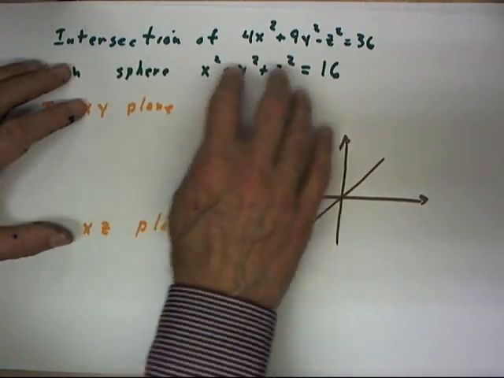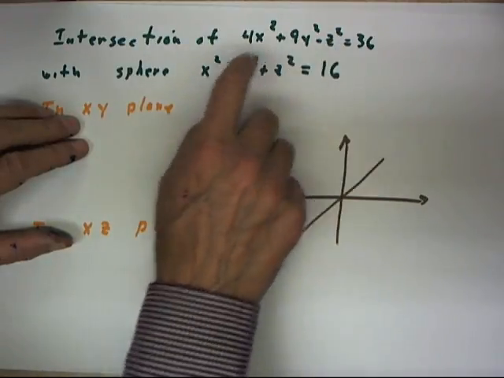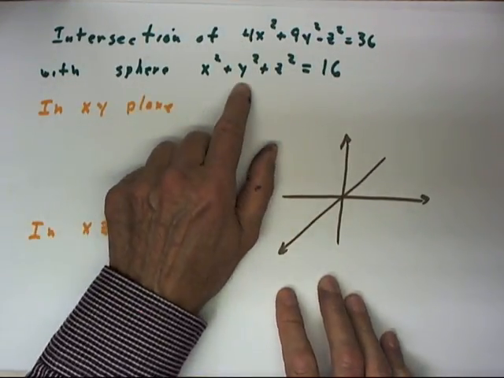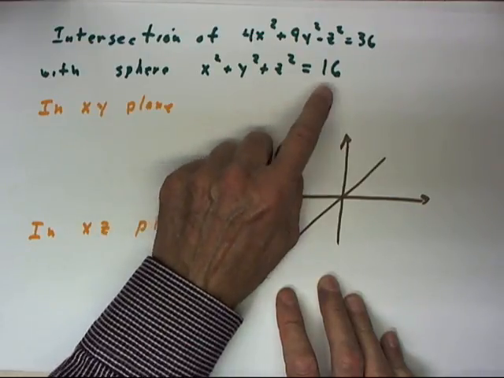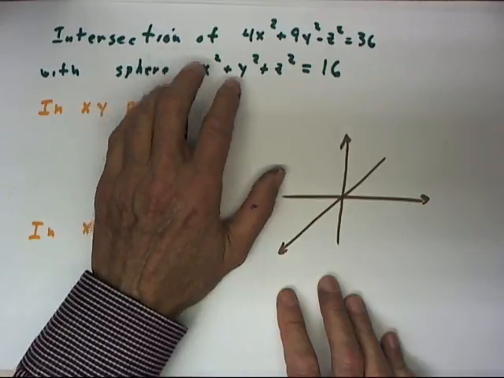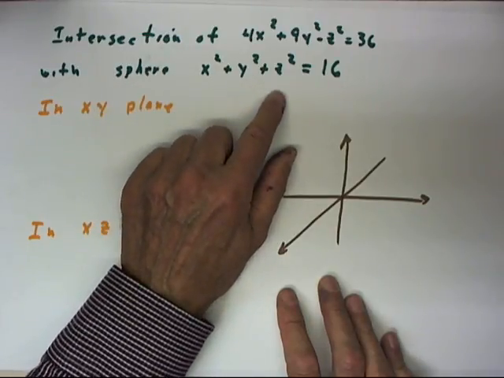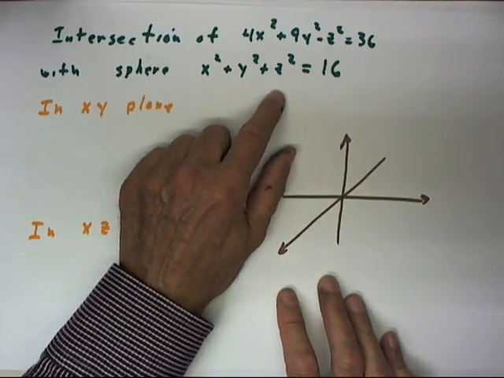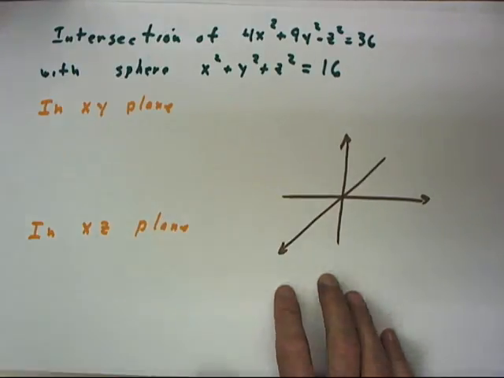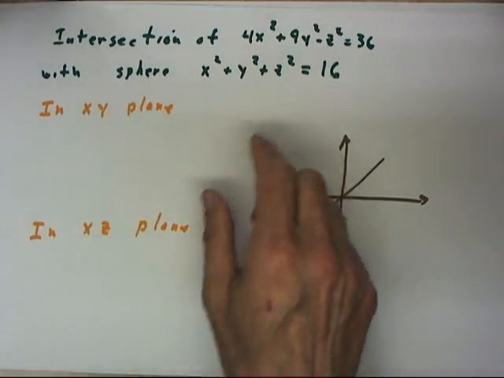Let's now consider the intersection of a quadric surface with another quadric surface. Now, the sphere x squared plus y squared plus z squared equals 16 is a quadric surface. The coefficients a, b, and c of x squared, y squared, and z squared would all be 1, and the d would be 16 or negative 16 depending on which form you're referring to.